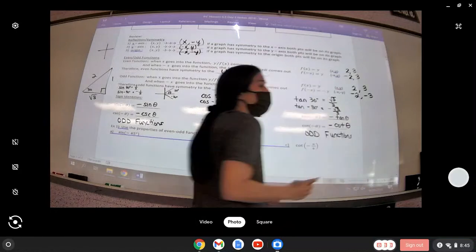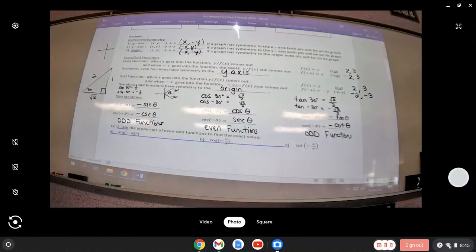So the cosine and the secant are your only even trig functions. Everything else is odd. All right, we okay? Again, those are the identities, and then this is how we can use it.